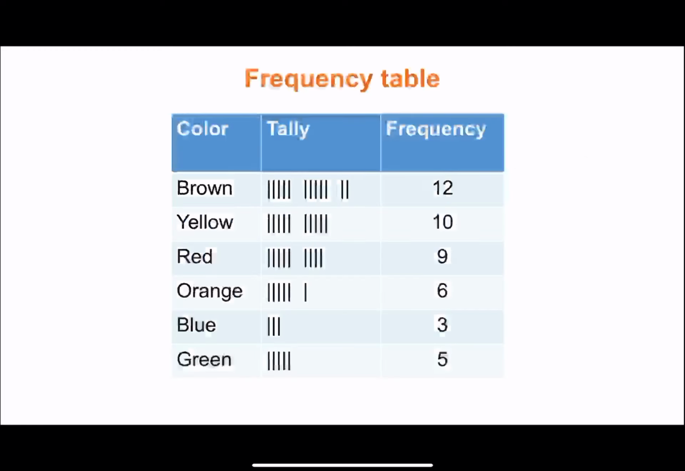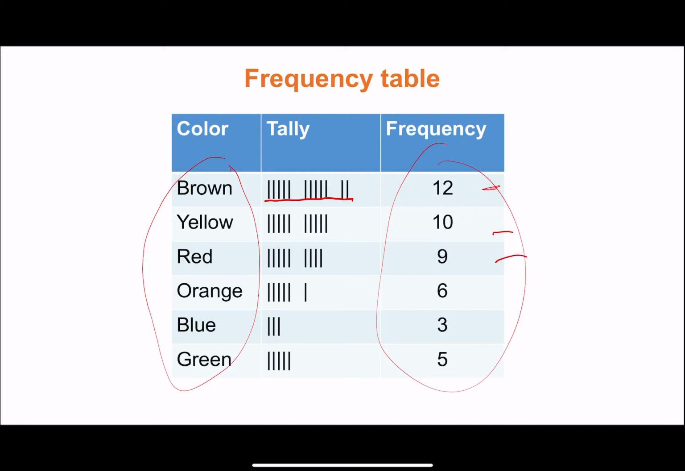So this is my frequency table. As you can see, I have each color listed, and as I counted them out, I have tally marks. You do not necessarily need to show the tally marks if you're creating a frequency table. If you just had this row and this row, you're good. This tells me there were 12 brown, 10 yellow, 9 red, 6 orange, 3 blue, and 5 green. It just tells me how many times, how frequently did each one show up. That's all that is.